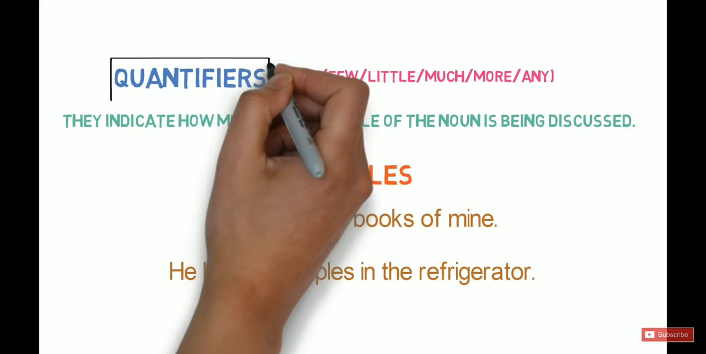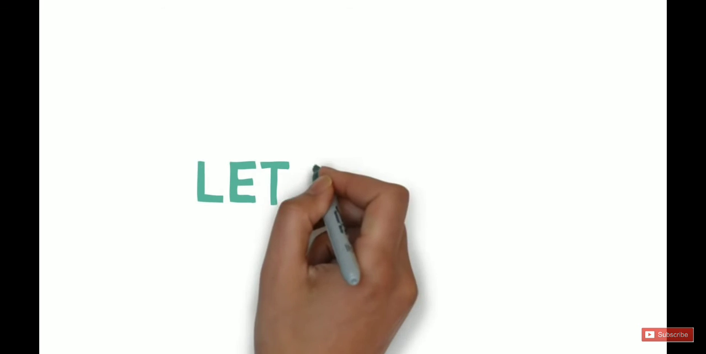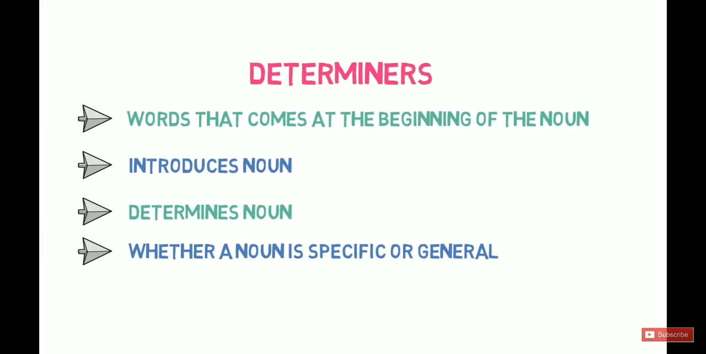So this is all about determiners in this video. Let's quickly revise what we learned in this lesson. Firstly, we understood what determiners exactly are. Determiners are words that come at the beginning of a noun, hence basically introducing a noun, and they determine the noun, that is, whether a noun is specific or general.